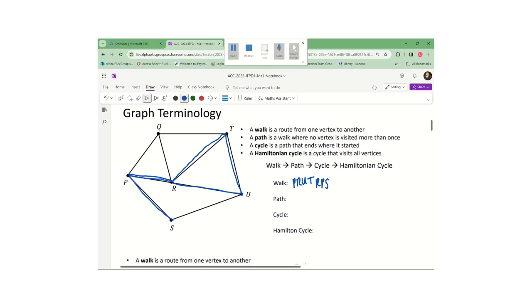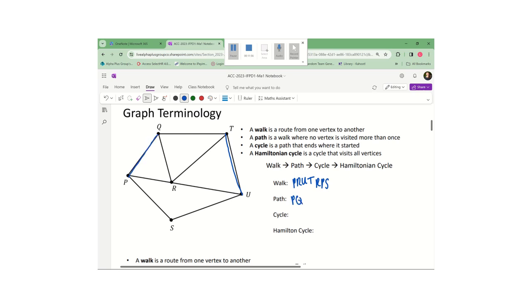So it's a route from P to S, and obviously I visited some other vertices along the way. A path is a walk where no vertex is visited more than once. You'll notice that I visited R and P twice in the example I just gave. So in a path we wouldn't be able to do that. A path would be visiting the vertices only once. So an example of this might be starting at P and going to Q.